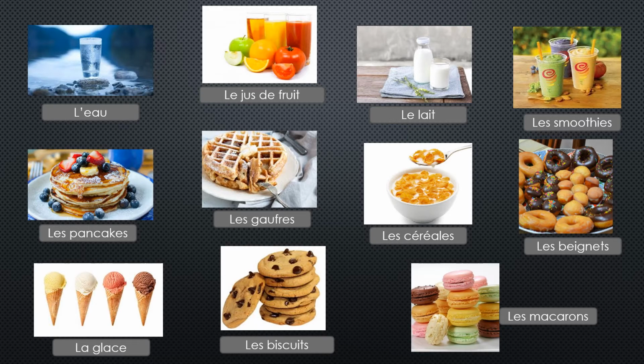Les macarons. You noticed that most of the consonants that are at the end of these words, whether it's the T at the end of fruit, or the T at the end of lait, or the S at the end of smoothie, or the T and S at the end of beignet, the S at the end of céréales, the S at the end of gaufre, the S at the end of pancake, the T and S at the end of biscuit, and the S at the end of macaron, without forgetting the S at the end of all the articles les, are not pronounced. En français, we do not pronounce the ending consonants, like S or T, for example, here.